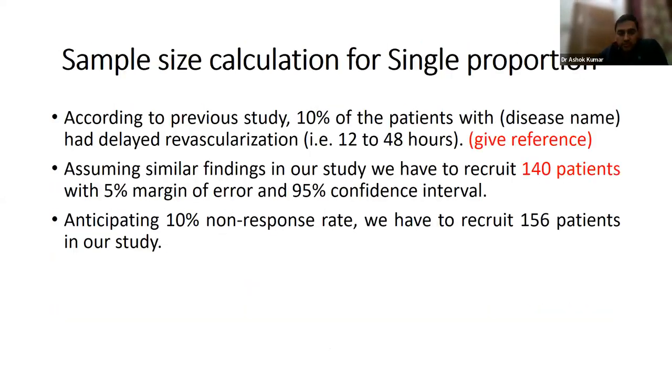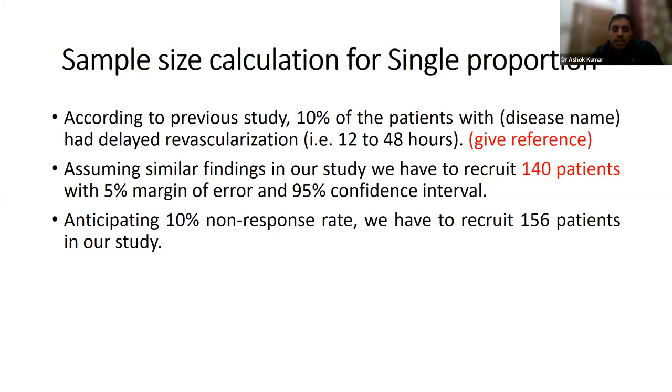Now we can see a complete paragraph. We can write down here the sample size calculation. According to a previous study, 10% of the patients with glaucoma had delayed revascularization, that is 12 to 48 hours. We have to give a reference here. Assuming a similar finding in our study, we have to recruit 140 patients with 5% margin of error and 95% confidence interval. Anticipating a 10% non-response rate, we have to recruit 156 patients in our study.